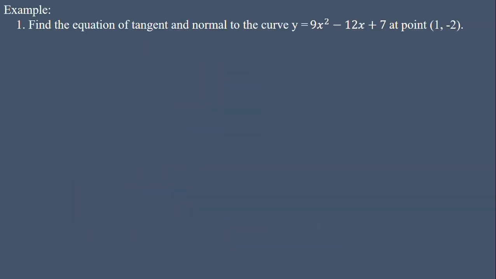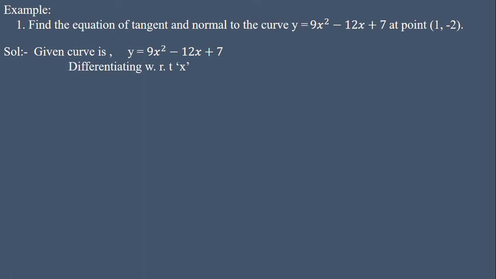See, the question is to find the equation of tangent and normal, both equations are asked, to the curve y equal to 9x square minus 12x plus 7 at the point 1 comma minus 2. The equation of curve is already given. The point of intersection is also given. So let's see how to find that equation. Let's first try to get the equation of tangent.